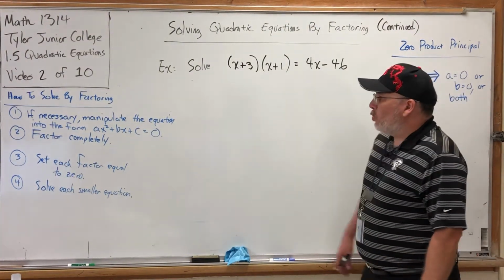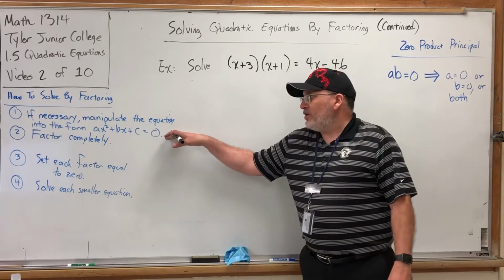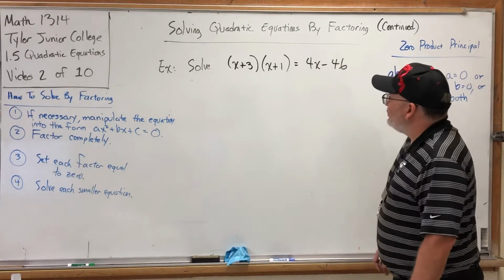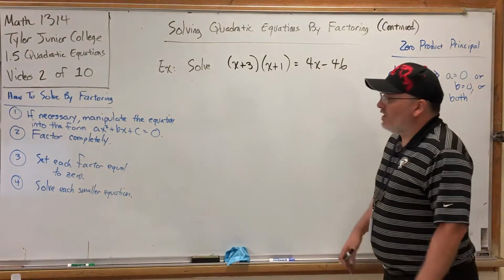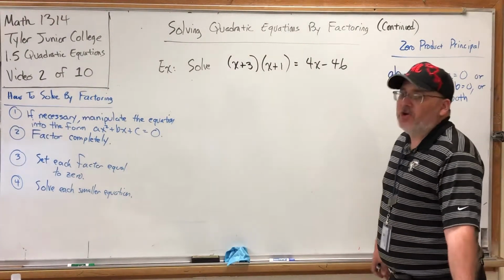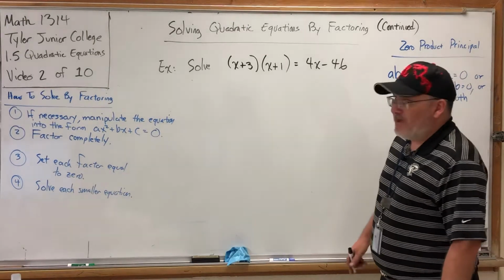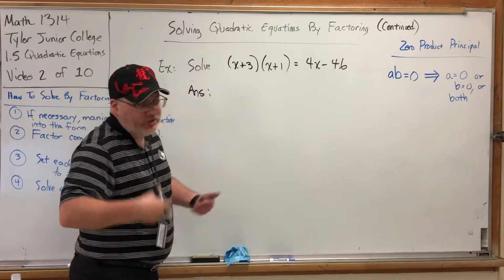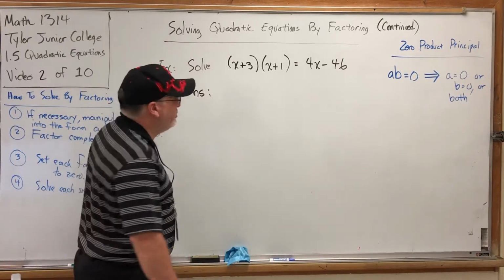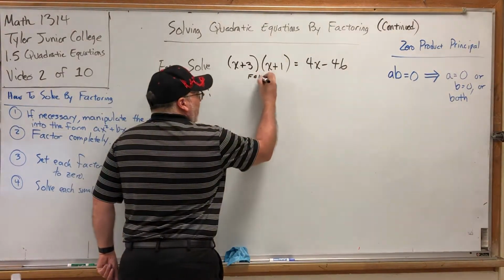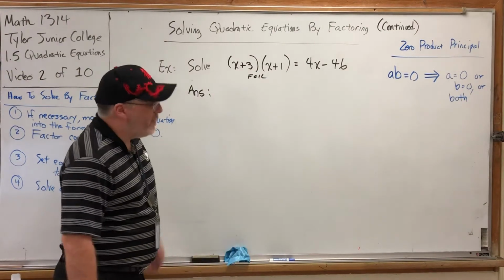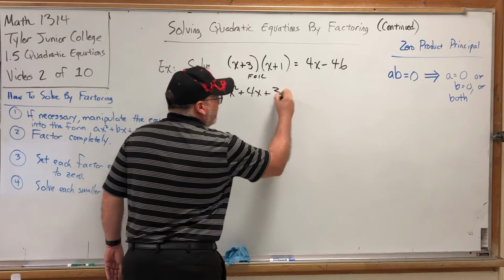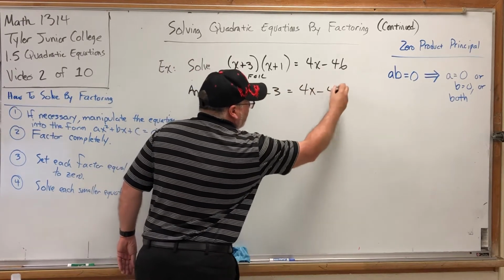All right, so move number one, if necessary, manipulate the equation into the form ax squared plus bx plus c is equal to 0. As was mentioned, the factorization on the left is completely useless to us because our equation is not equal to 0, so we have to bust it open. And by bust it open, I mean FOIL it or distribute or whatever phraseology you want to use. But if you were to multiply all this out, and I'll just write FOIL as a reminder, you would get x squared plus 4x plus 3 is equal to 4x minus 46.